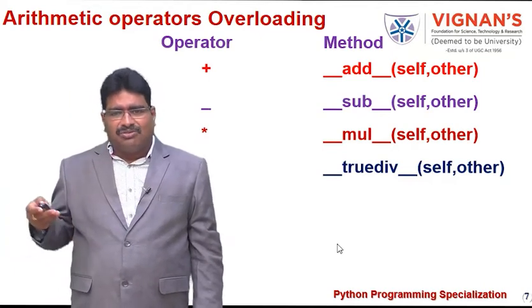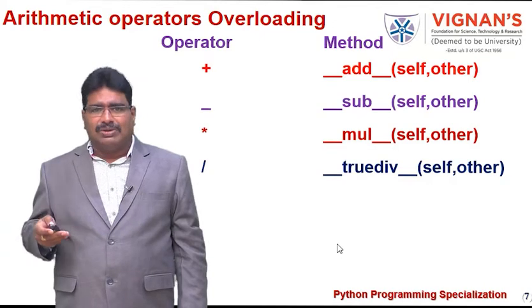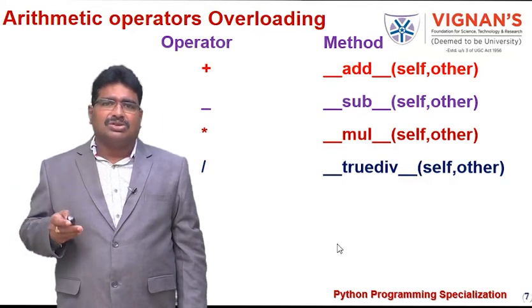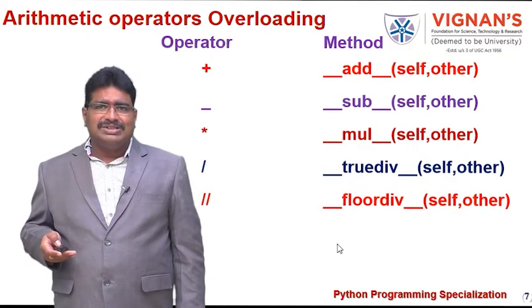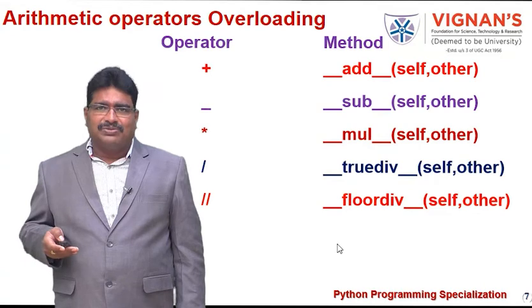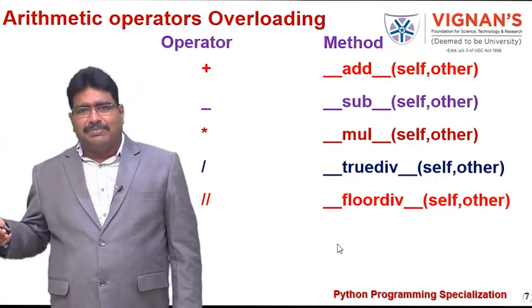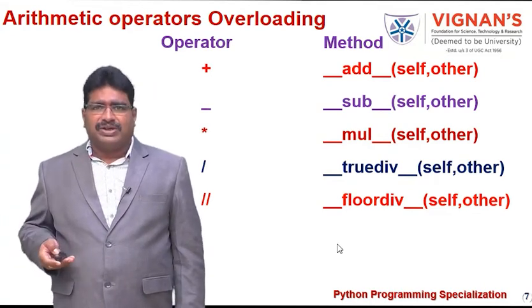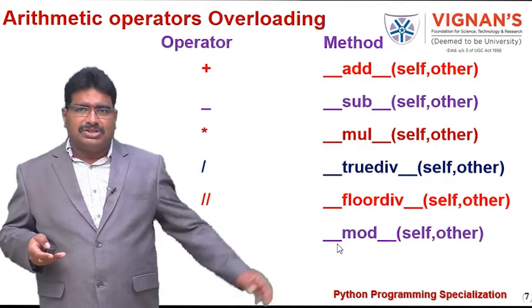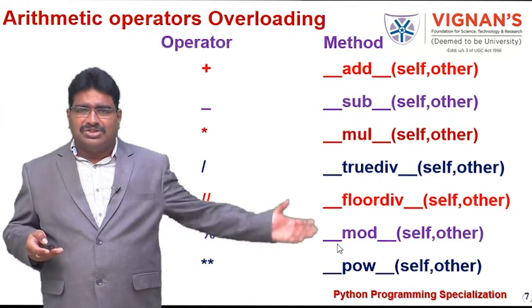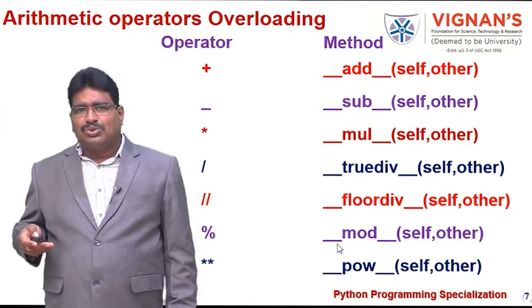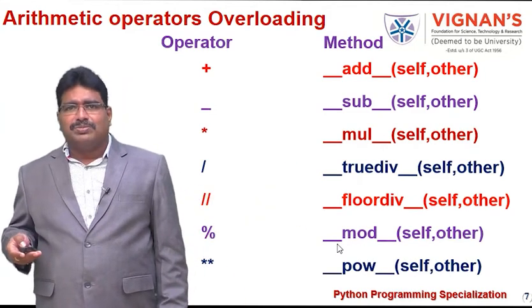The division operator performs the integer division. For example, 5 by 2 gives the value 2, and 9 by 2 gives the value 4. Those are the true division. The next one is the floor division, which gives the floating point value. For example, 5 by 2 gives 2.5, and 9 by 2 gives 4.5. Similarly, the modulus operation uses __mod__, and the power double star uses __pow__. For example, 2 double star 3 gives 2 cube, which is equal to 8.